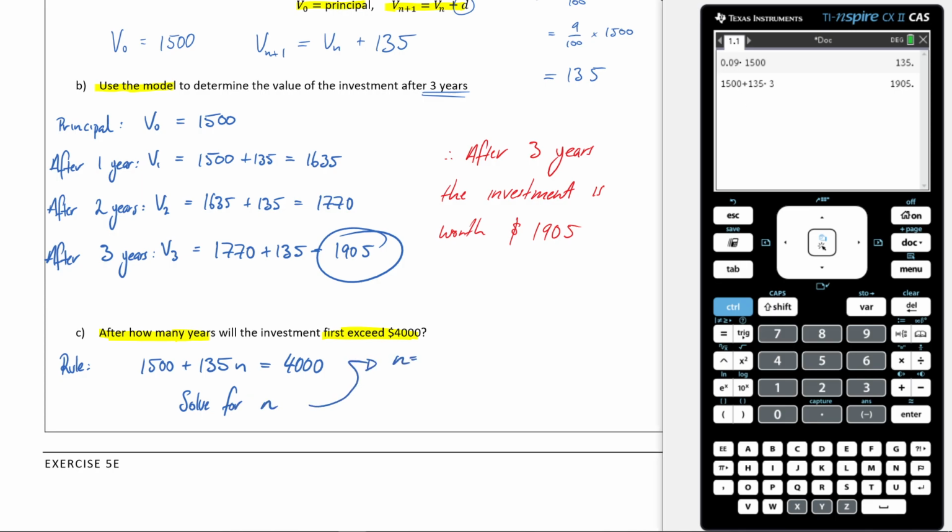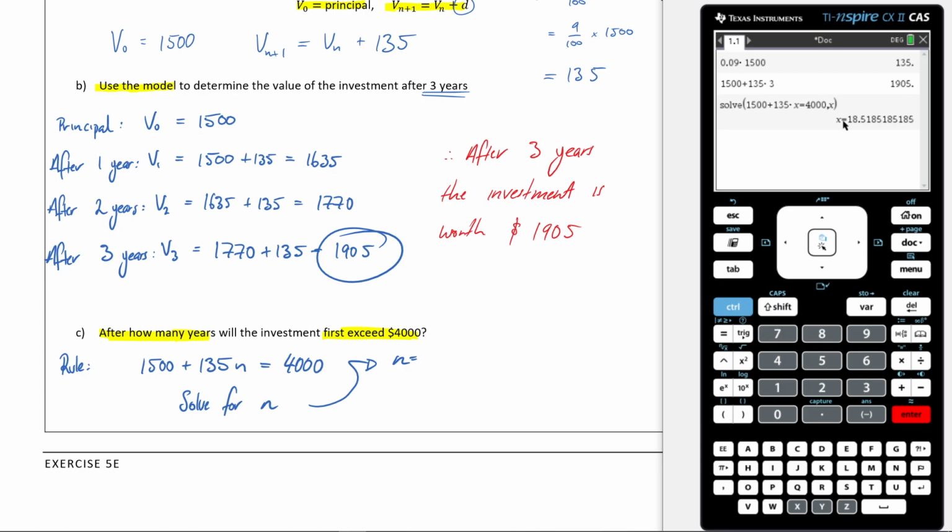So I'd come up here, I'd go menu 3, 1. I would go 1,500 plus 135 times x is equal to 4,000. And then I'm going to go comma x, close brackets. Make sure you've got everything right there. That looks good. I do that. Now it's going to give me 18.5.